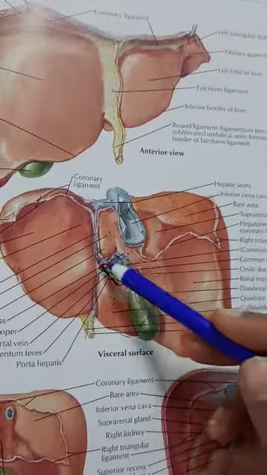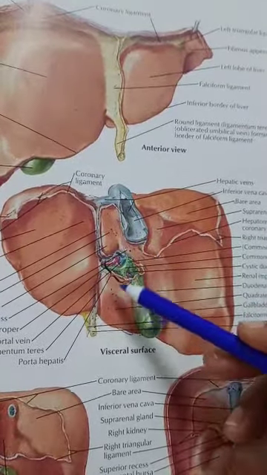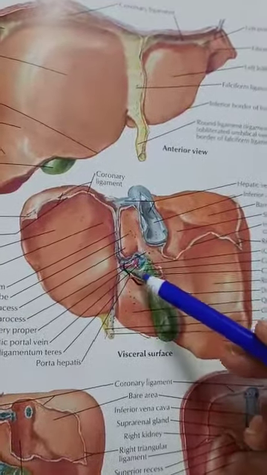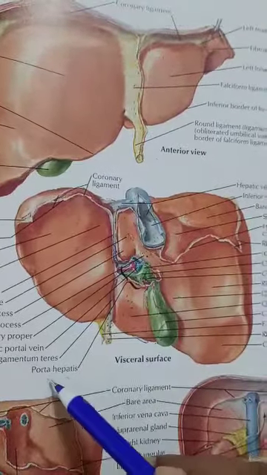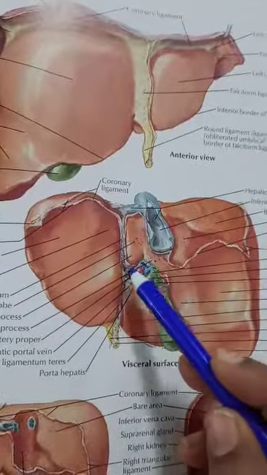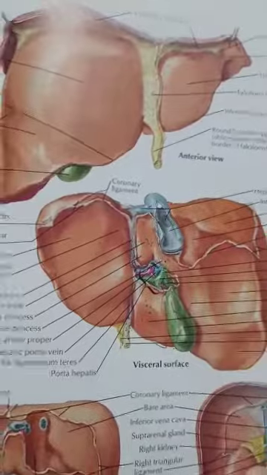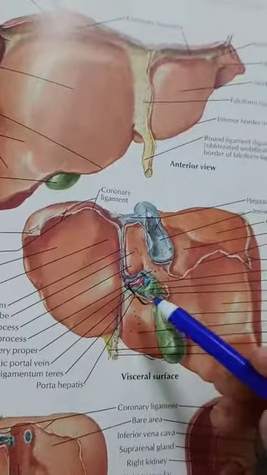Here we can see a hilum between the caudate lobe and the quadrate lobe. There is a hilum, or opening, of the liver. This is known as the porta hepatis. This is the hilum of the liver. And we can see what structures pass through the porta hepatis.